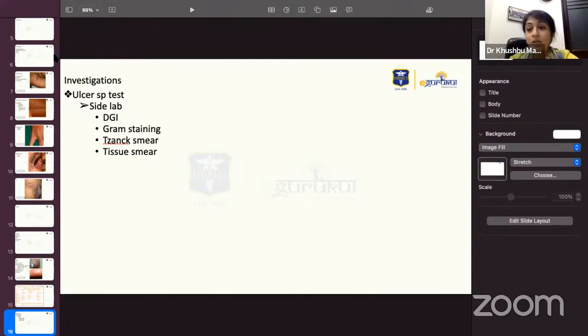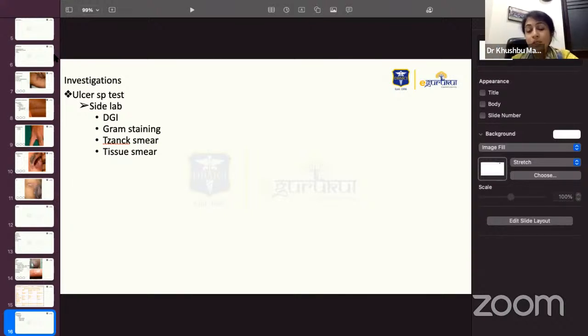For LGV, there's no specific test that we do. There can be complement fixation test, they can give you enzyme immunoassay, but usually if they are trying to refer to LGV, they will give you groove sign. Groove sign on examination is something that we usually give you for LGV.